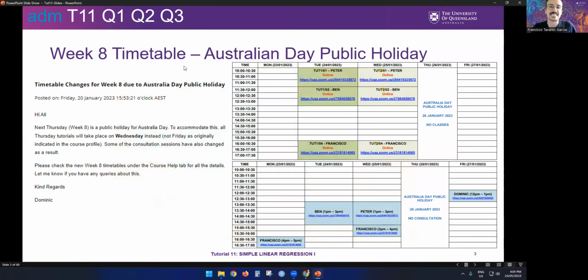After that, this week we also have Australian Day in Australia. So on Thursdays is a holiday here. What we decided to do was to move our tutorials from Thursday to Wednesday. You might have seen some information at the beginning of the semester. The plan was to move it from Thursday to Friday, but some time ago we changed our mind and we're moving to Wednesday.